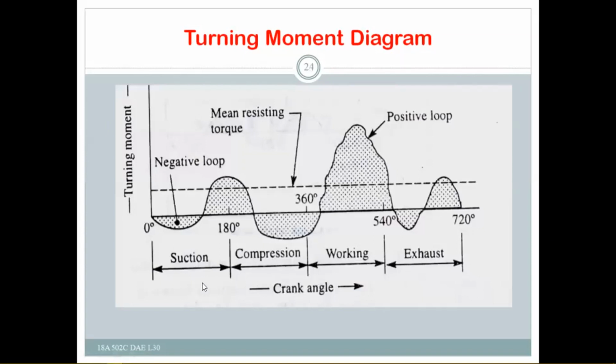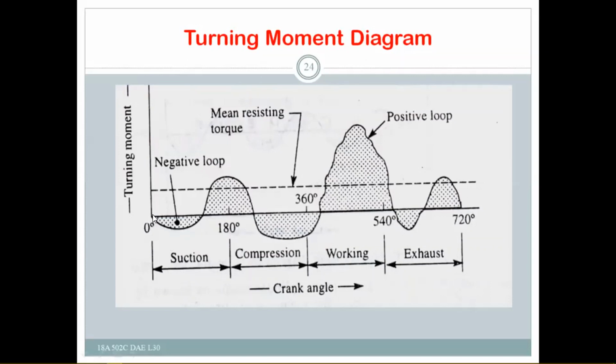So here you can see it is the turning moment diagram. Suppose this is point A, B, C, D, E, F and G, if you take a 4-stroke engine. So this is the highest power generation, and this will be distributed during the remaining strokes, right? So the energy at this point must be equal to the energy at this point.